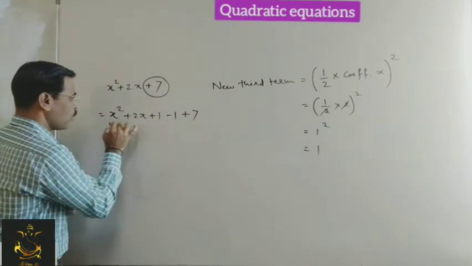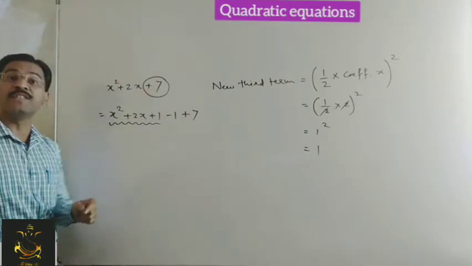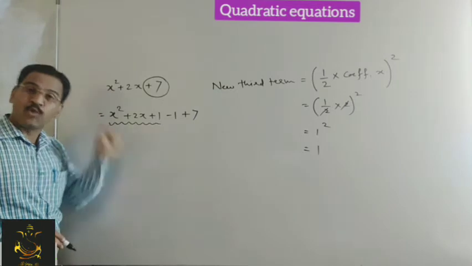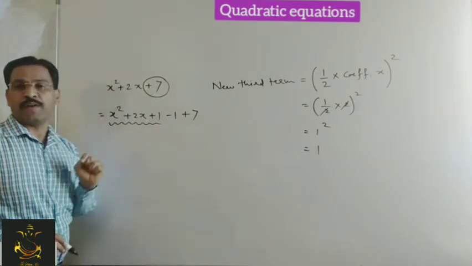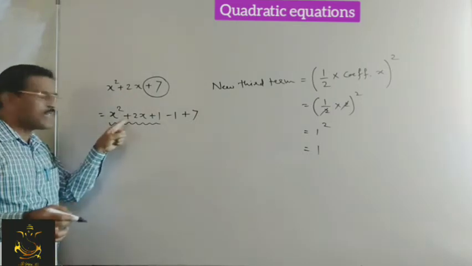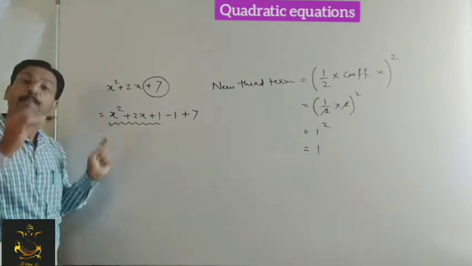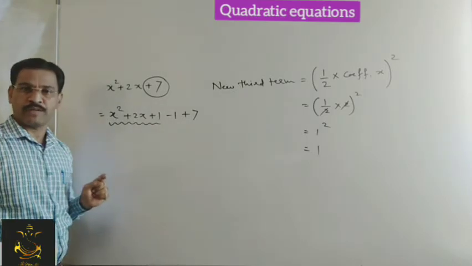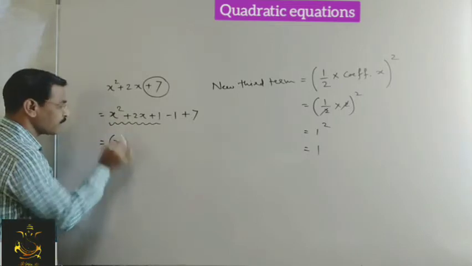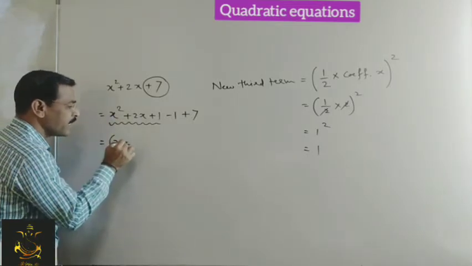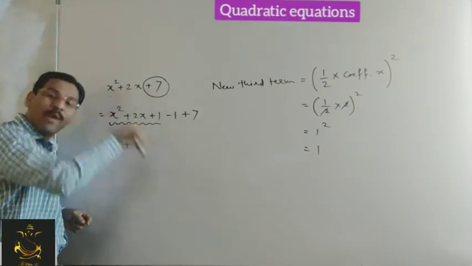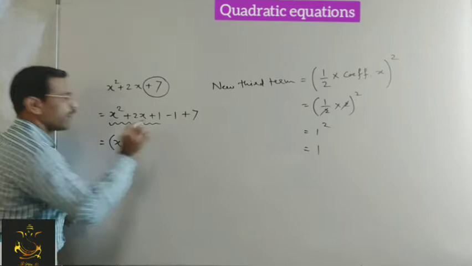Now see here, what is this? This is the perfect square. It is in the form a square plus 2ab plus b square, which is nothing but a plus b bracket square. Suppose there is a minus, then it is a square minus 2ab plus b square. So here the square root of this term is x, the middle sign is plus, and this plus 1 is a perfect square, its square root is 1, write the square.